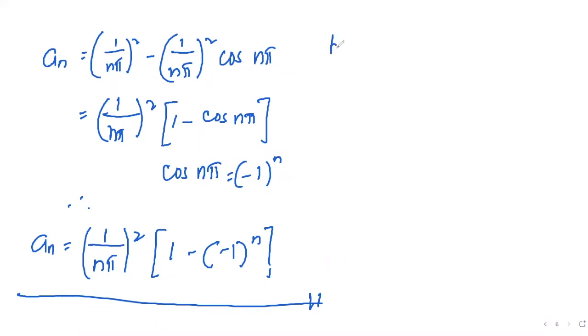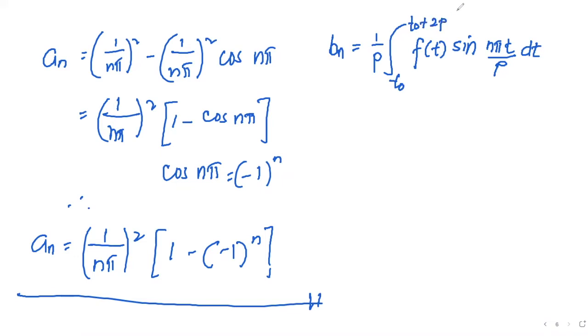our last Euler constant will be b sub n, and the formula is 1 over p times the integral of f of t sine of n pi t over p dt with limits from 0 to 2p, or t sub 0 to t sub 0 plus 2p. I'm always saying 0 because the lower limit is 0 for that case. So 0 to 2 interval.